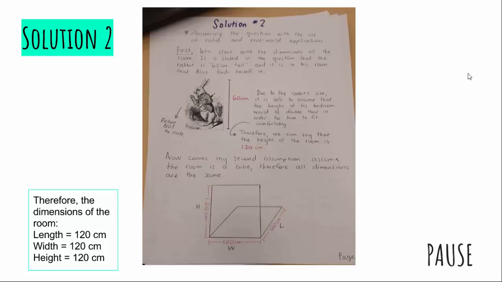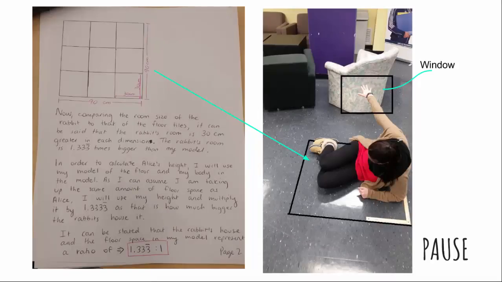My second assumption is that the room is a cube, therefore all dimensions would be the same. So if I calculated that the height was 120 centimeters, that would mean the width and the length are both 120 centimeters as well. Pause the video if you feel like you need more clarification. Now comparing the room size of the rabbit to that of the floor tiles, it can be said that the rabbit's room is 30 centimeters greater in every dimension.